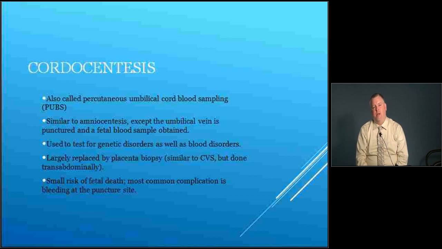Cordocentesis, sometimes also referred to as PUBS, or percutaneous umbilical cord blood sampling, is similar to an amniocentesis, except the umbilical vein is punctured and a blood sample is obtained from the umbilical vein. It's used to test for genetic disorders as well as blood disorders, and this test has largely been replaced by doing a placental biopsy, which is similar to a chorionic villus sampling, but is done transabdominally.